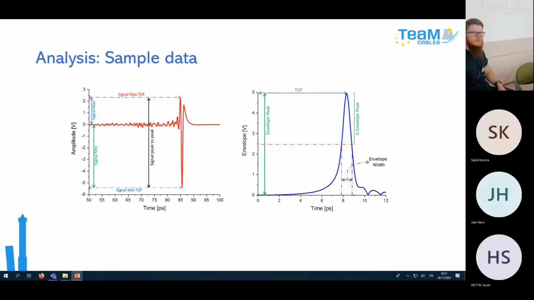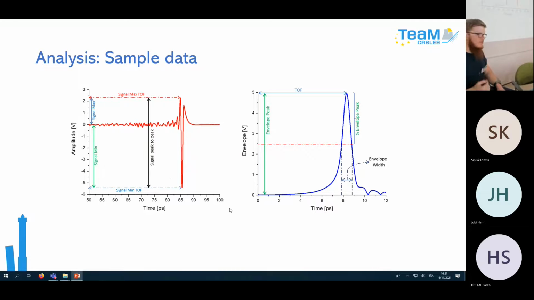Now, next up, let's move to the analysis of a sample data. On the left side, you can see a typical measurement, exemplary for the terahertz frequency range. And you can see different important values. In this case, we have signal max, signal min, signal max of the time of flight up here, minimum time of flight, signal peak to peak.